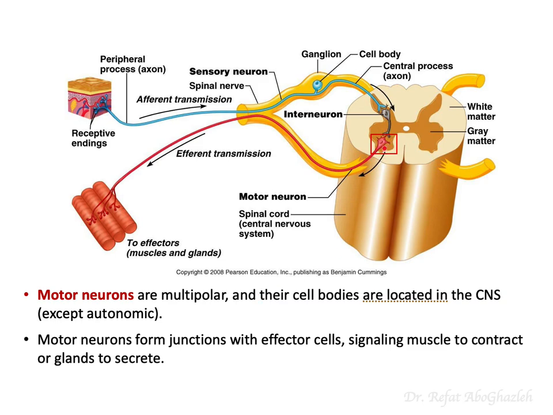So usually the motor neuron, as you see here, the red one, is a multipolar neuron, which is the structural classification. Their cell bodies, as you see here, are located in the central nervous system, in the brain or spinal cord, in this case in the spinal cord, except in the autonomic nervous system, where they are located outside the central nervous system. So the motor neurons form a junction with the effector cells, signaling, for example, a muscle to contract or a gland to secrete.